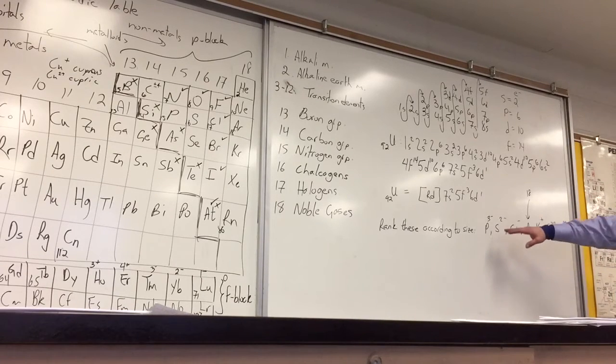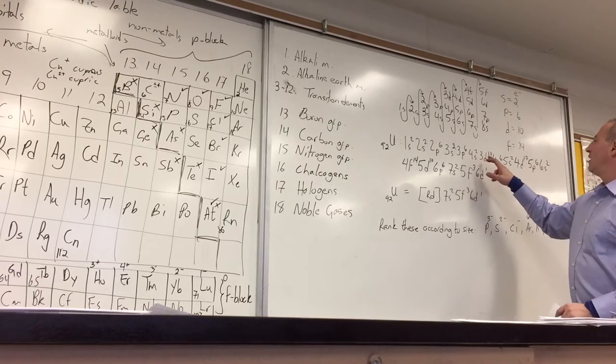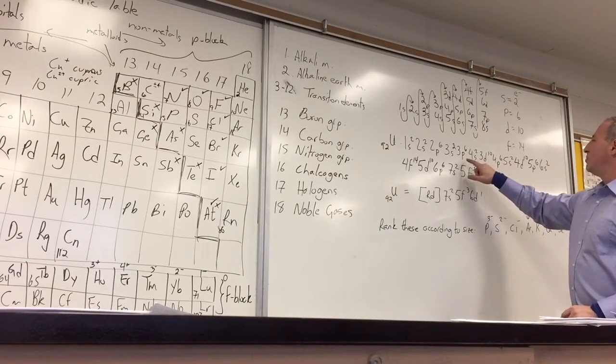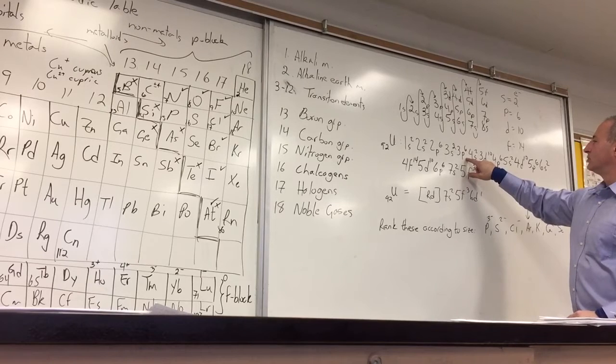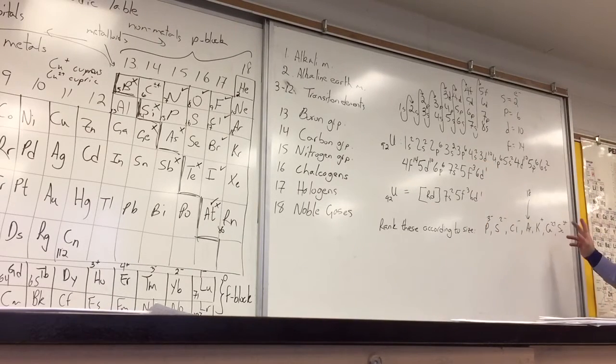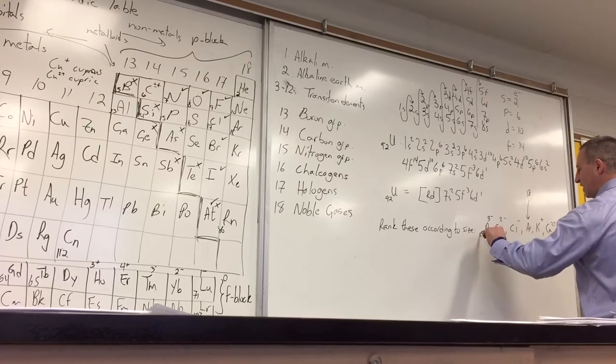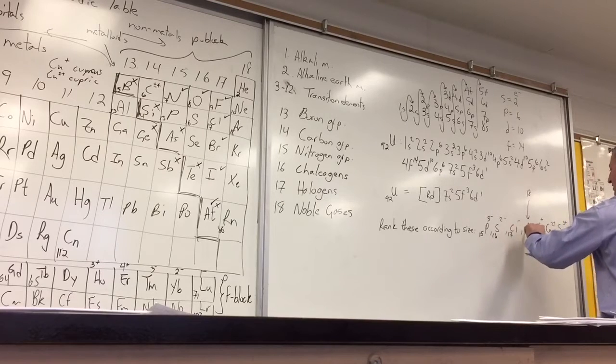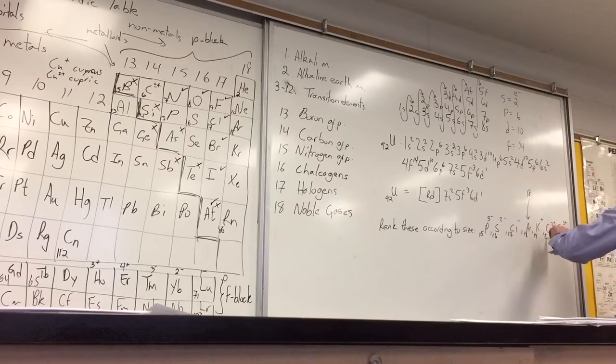You write the electron configuration for all of these, from phosphide all the way up to scandium +3. They all have 18 electrons. They'll end in 3p6. They all end in 3p6. They all have the same number of electrons, but they have varying numbers of protons. This one's got 15, 16, 17 protons, 18 protons, 19 protons, 20 protons, and 21 protons.